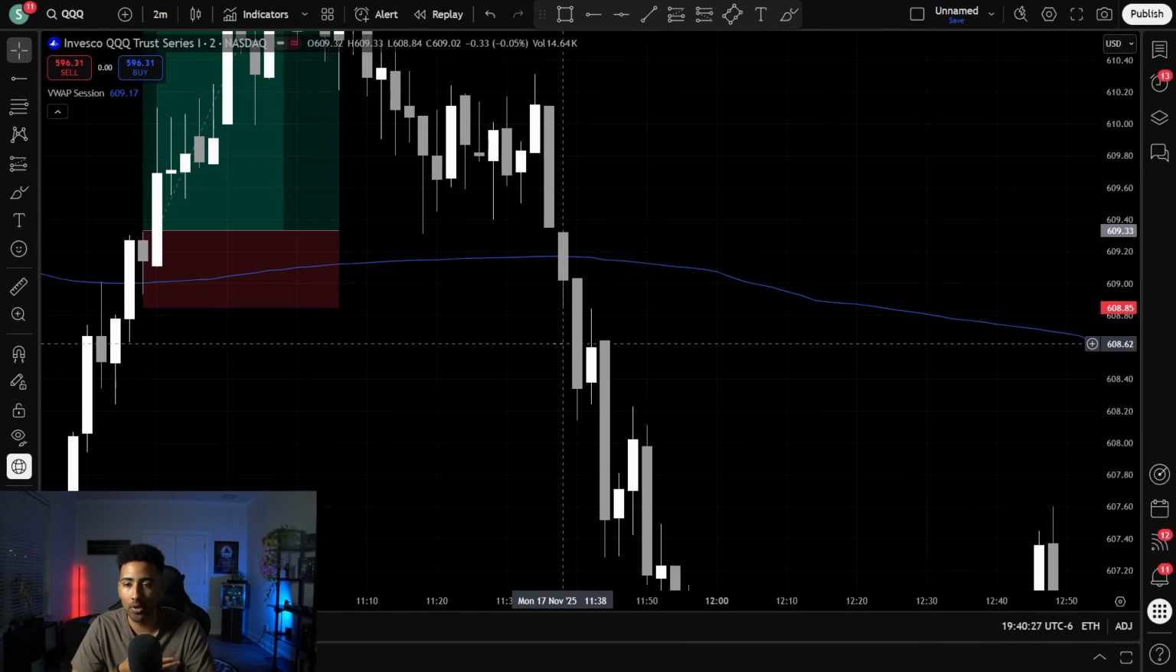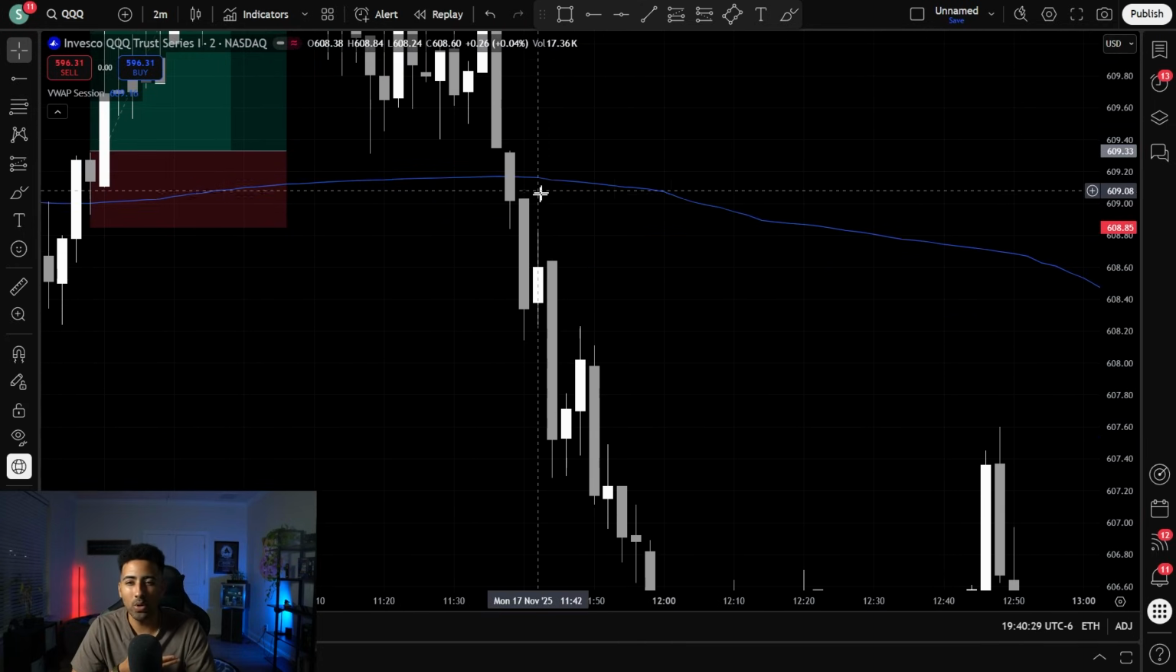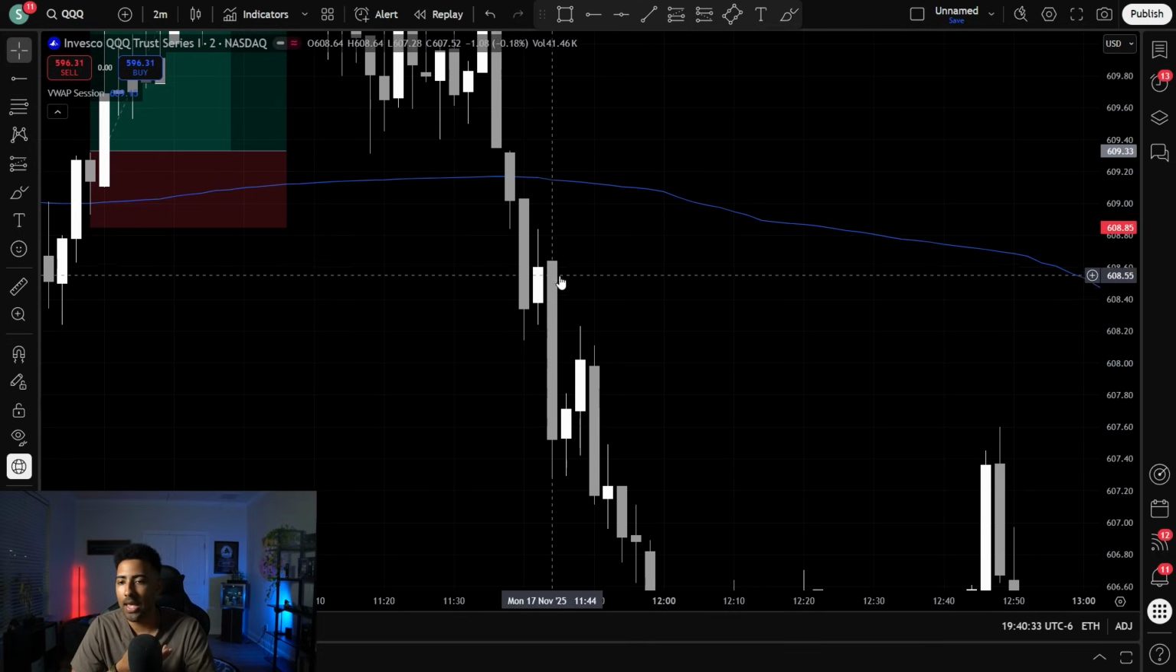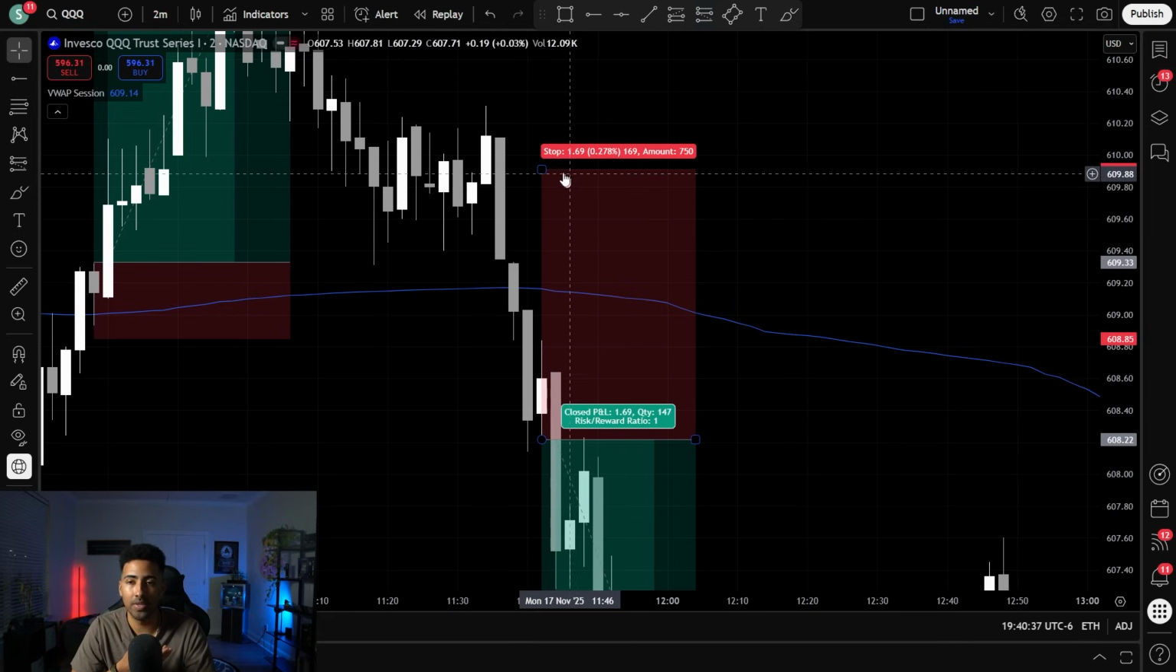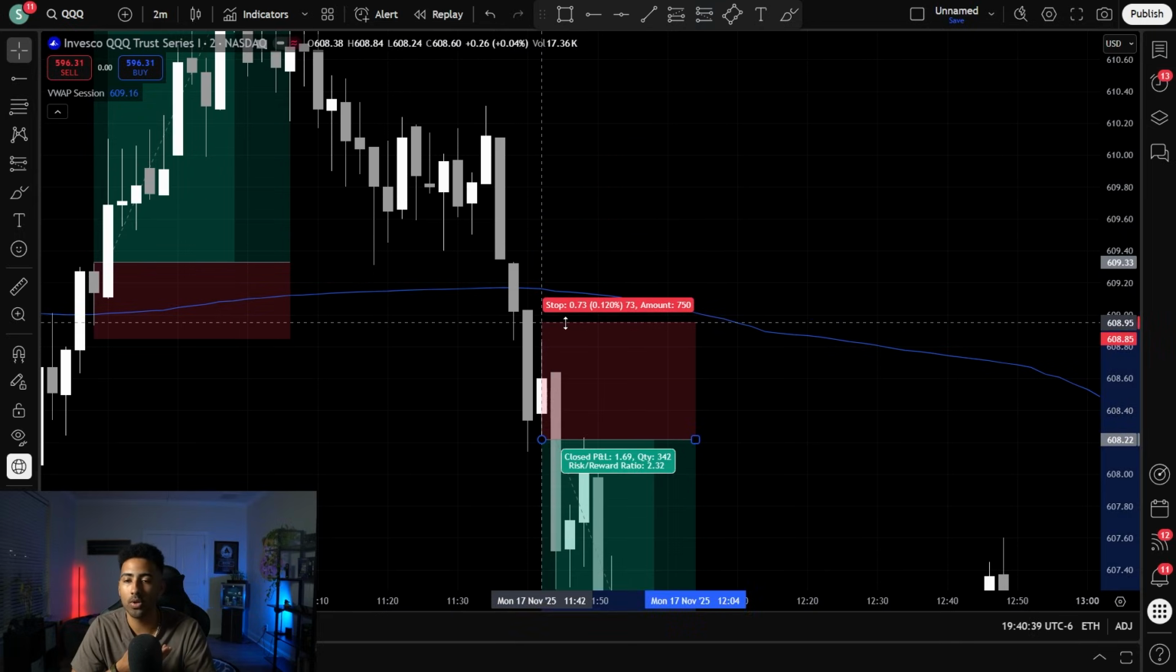We come down here, we retest, we don't even make it all the way up to VWAP, which is actually a pretty decent sign. And we end up taking that break to the downside. So we can do the exact same thing here. This setup will happen so many times you have no idea.